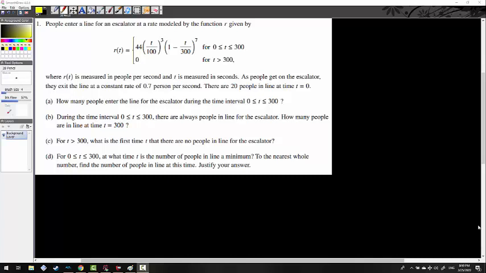Welcome back, ladies and gentlemen, to some more free response questions. Today's contestant is the 2018 free response question from Calculus BC. This came from the calculator portion.